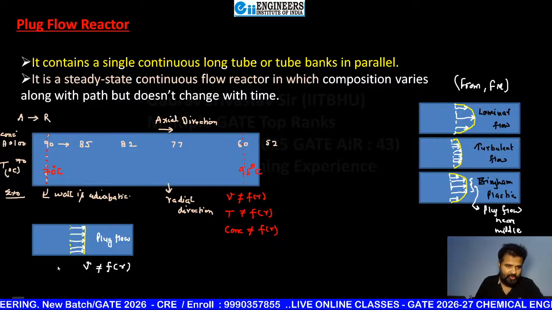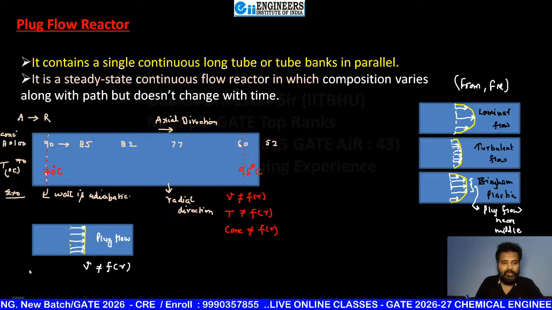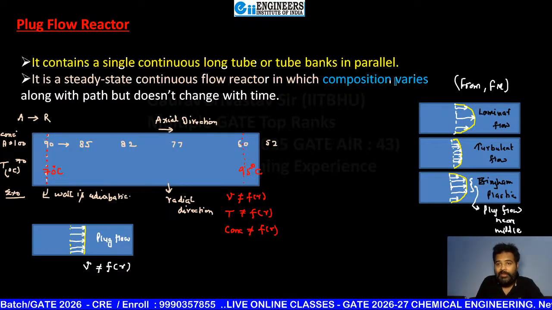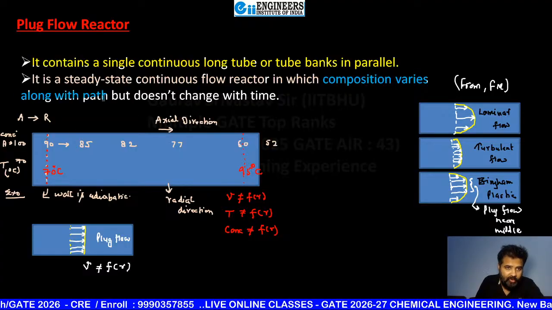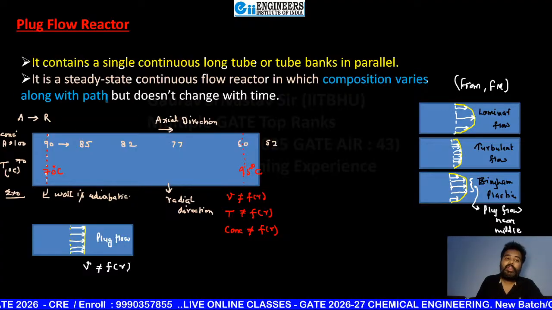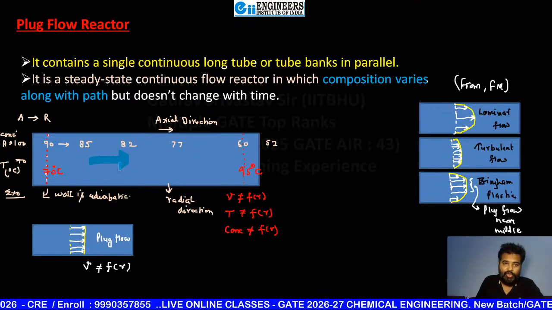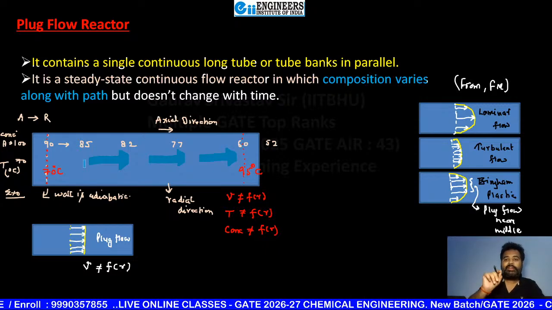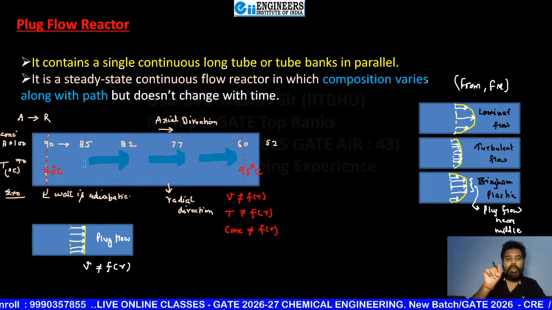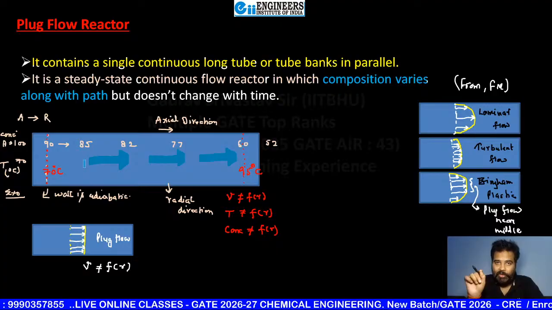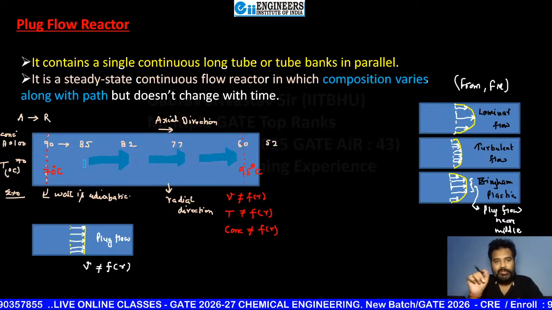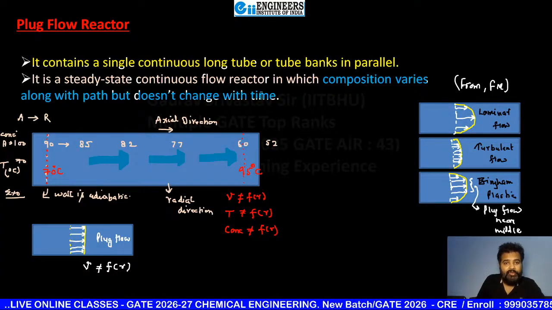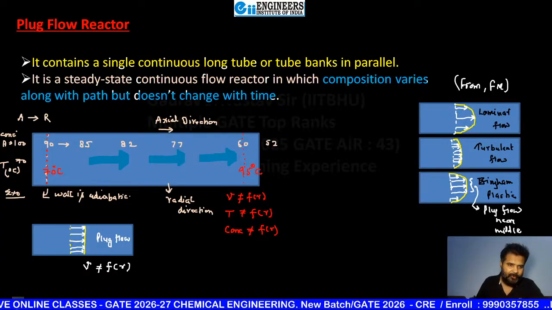In which, now focus on this line, beta, in which composition varies along the path. In this direction, this is your path. So you can also write composition varies along the axial direction, but doesn't change with time. What is the meaning of this? Doesn't change with time.